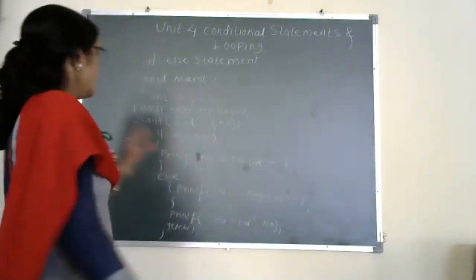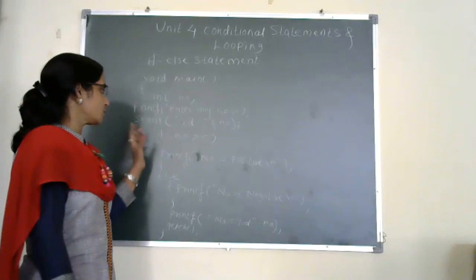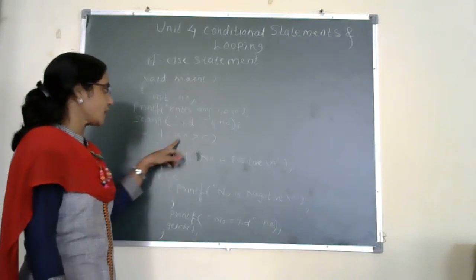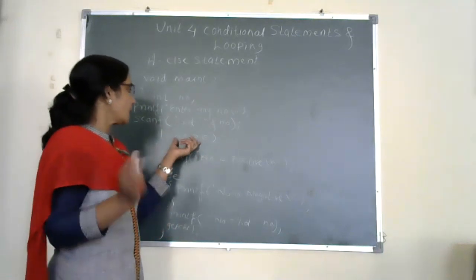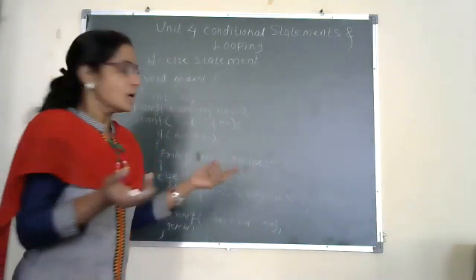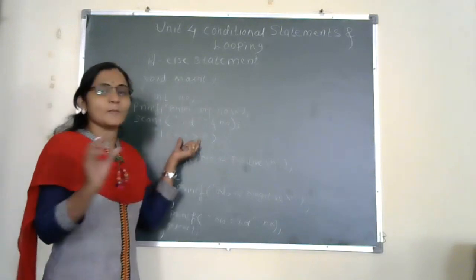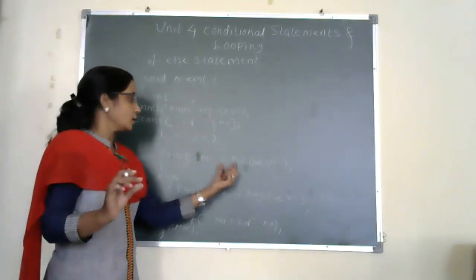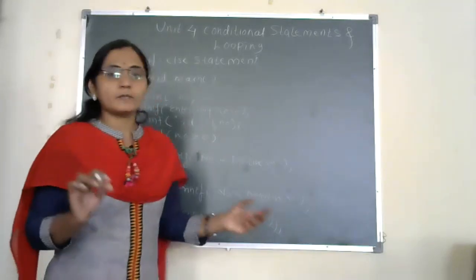Very simple example: you only have to check whether the number is positive or negative with the condition number greater than 0. Here you can also write number less than 0. In that case, if you write the number is less than 0, then the first message is number is negative. Otherwise, the number is positive.